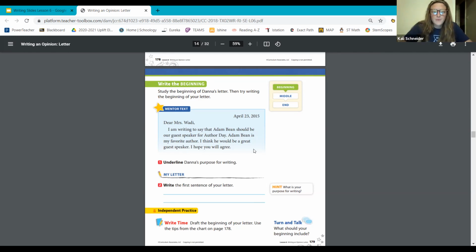So let's go ahead and read. Study the beginning of Dana's letter, then try writing the beginning of your letter. Beginning, middle, and end. So here's our mentor text. Dear Ms. Waddy, I am writing to say that Adam Bean should be our guest speaker for Authors Day. Adam Bean is my favorite author. I think he would be a great guest speaker. I hope you will agree.